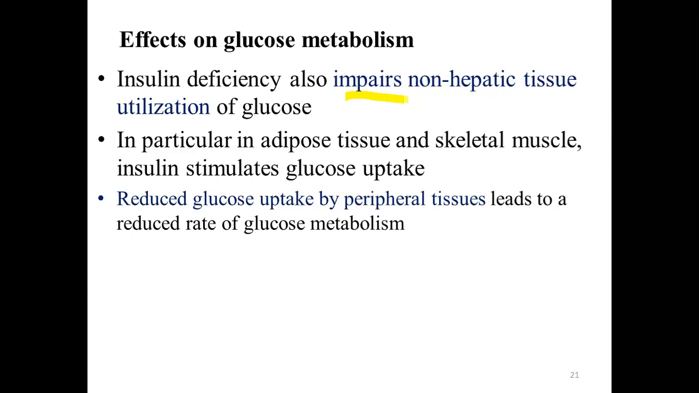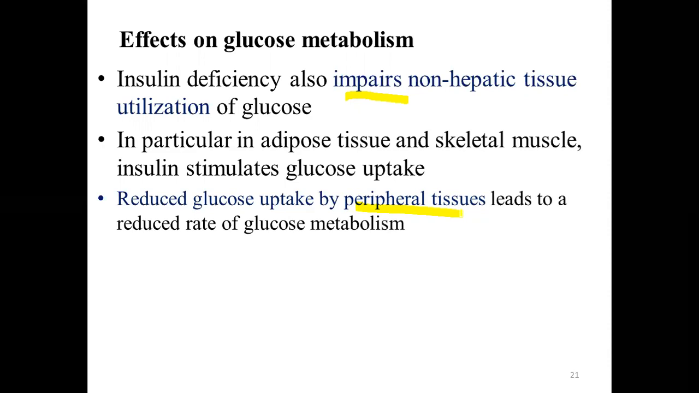So like the other tissues will not actually utilize glucose as a source of energy. In particular, in adipose tissue and skeletal muscle, insulin stimulates uptake of glucose. When there is reduced glucose uptake by the peripheral tissues, it can lead to a reduced rate of glucose metabolism, and the patient will have hyperglycemia. In the presence of hyperglycemia, the cells are becoming starved. That is why the polyphagia comes in.